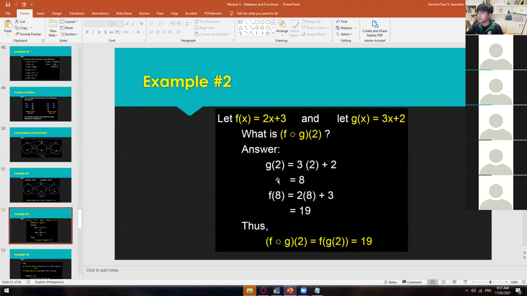All right, let's have another example. So again, what is f of g of 2? This is now the value of your g of x. So just substitute this 2 to your g of x. So 3 times 2 is 6 plus 2 is 8. So your g of x is 8. Whatever the value of your g of x, just substitute that to your f of x. So 2 times 8 is 16 plus 3 is equal to 19.